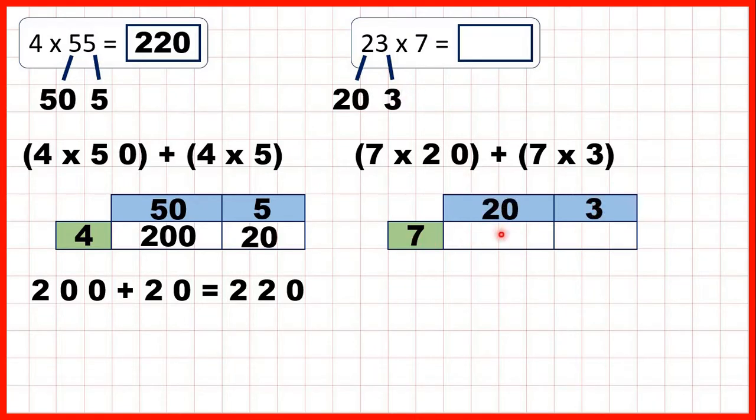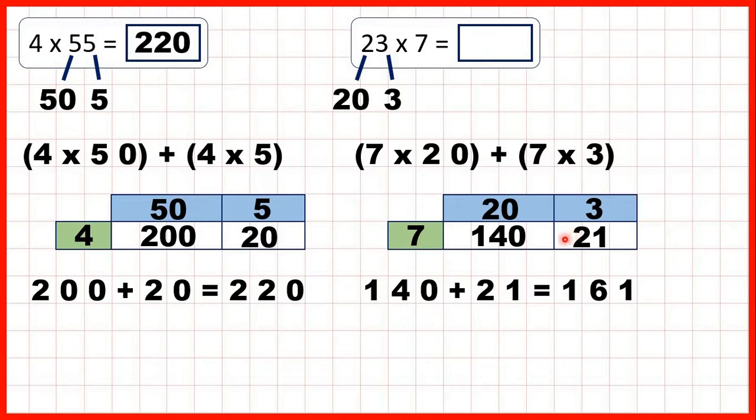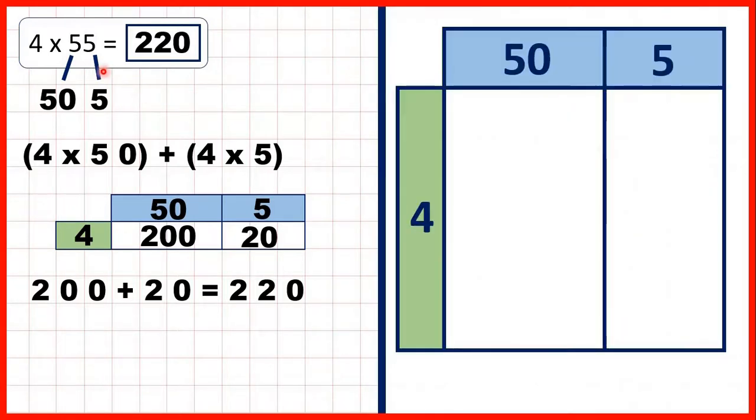Now, 7 times 20 is 140, because 7 times 2 is 14, but because we're multiplying a multiple of 10, we need a 0 on the end. Then, for this box here, we have 7 times 3, so that's 21. So the last thing to do, again, is to add up our answer boxes, and 140 plus 21 is 161, so that's our answer. So now, let's take a closer look at this first question.